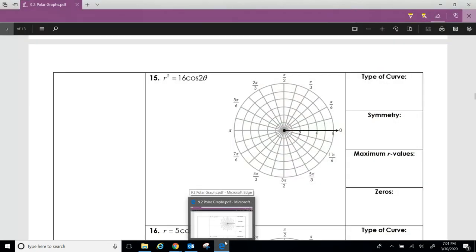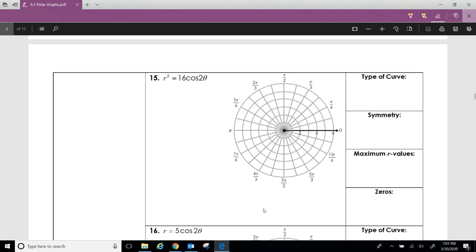All right, we're on 9.2, number 15. We've got r squared is equal to 16 cosine 2 theta. Anytime I see r squared, I know we are talking about a lemniscate. I had a student last year talking about these being lemon skates, so I'm going to do it in yellow in honor of him.